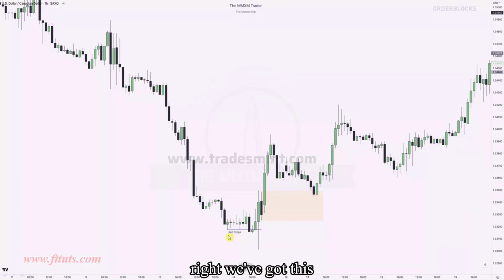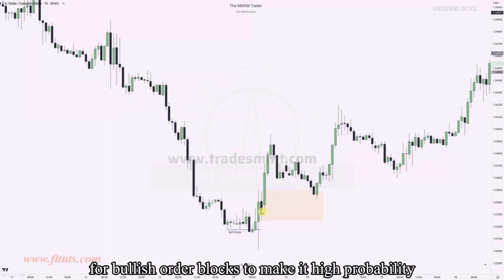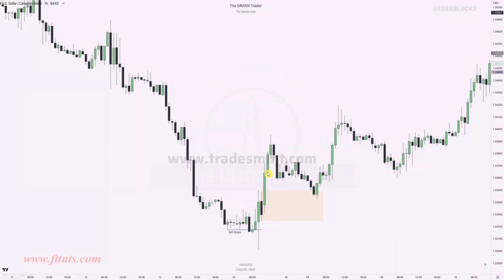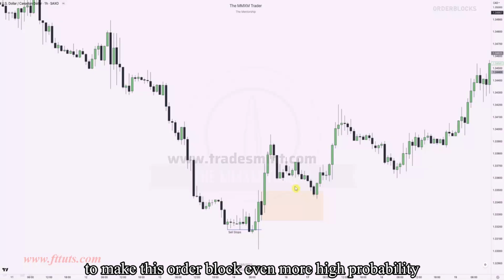Right? We've got this sell stop raid before this price action displaced up higher and leaving this bullish order block behind, right? We want to see sell stops raided for bullish order blocks to make it high probability. Price pushes up and up and up, hitting this fair value gap, filling it up completely. Then what is more perfect about this? What is even better about this piece of price action over here to make this order block even more high probability?